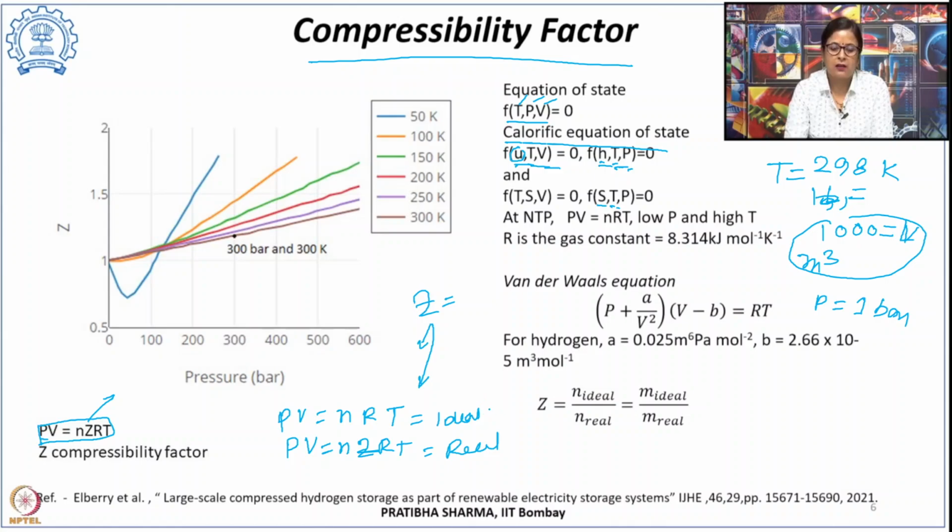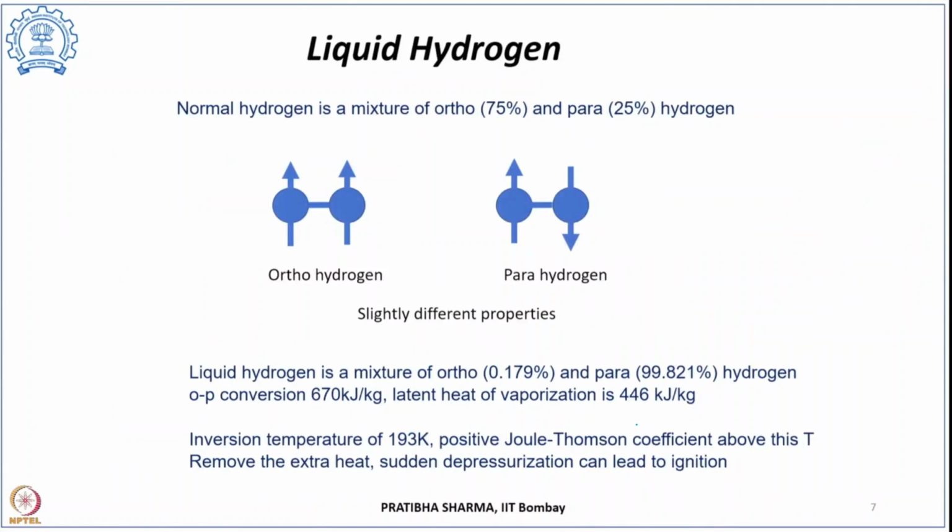It can tell how much the gas differs from the ideal gas condition. This is Z. It can be determined by n ideal by n real and m ideal by m real. I have already discussed this also.